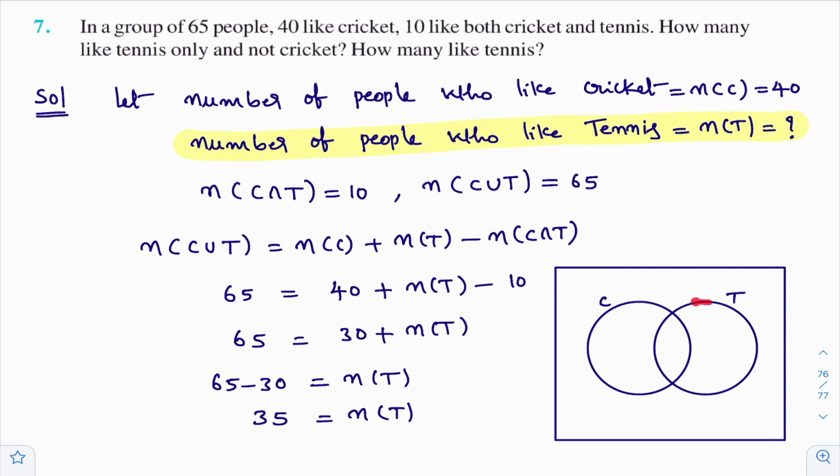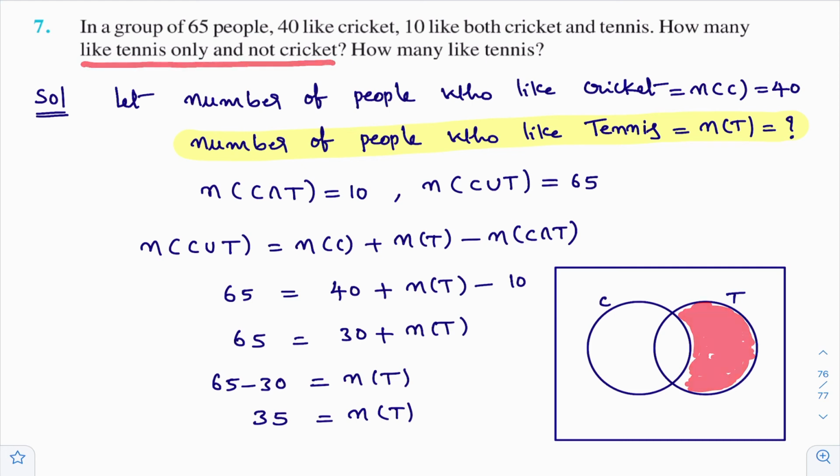You look here, these are the people, this circle. In this circle, who are the people there? They like tennis. So, in this zone, whoever the people are there, they like both tennis and cricket. Now look here, in this zone, whoever the people are, they like tennis only but not cricket. Try to understand. Here, whatever the red color zone is there, these people like tennis only but not cricket. That is what they are asking. How many people like tennis only but not cricket? This is what we need to calculate.